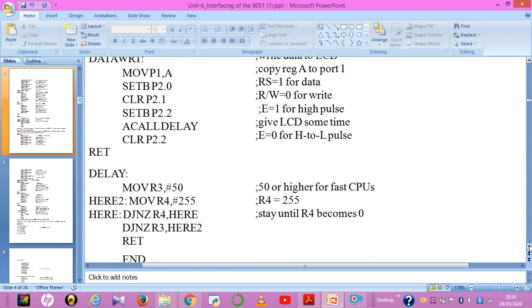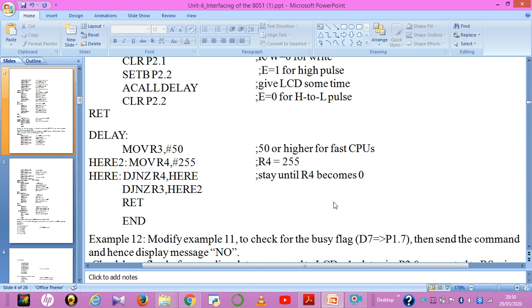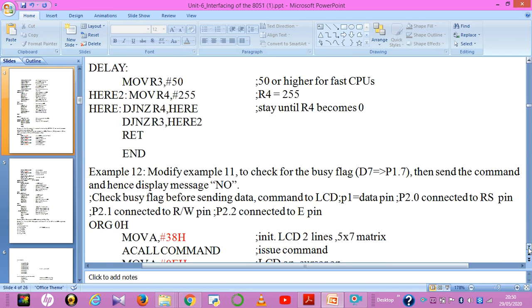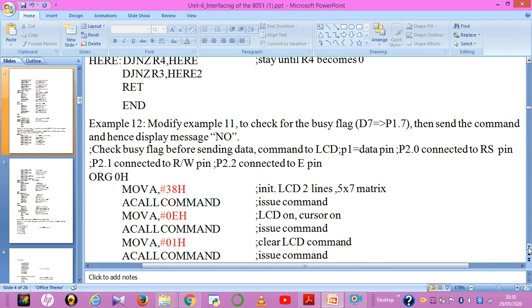This is the program. And in the delay program, you have to display characters for some delay, and you have to keep on communicating with the LCD. It takes some time. For that you have to use the delay again. It gives a delay of 50. You can see here, stay until R4 becomes 0. This is the execution of the delay program. So this is the main program. You should give more concentration to these programs.